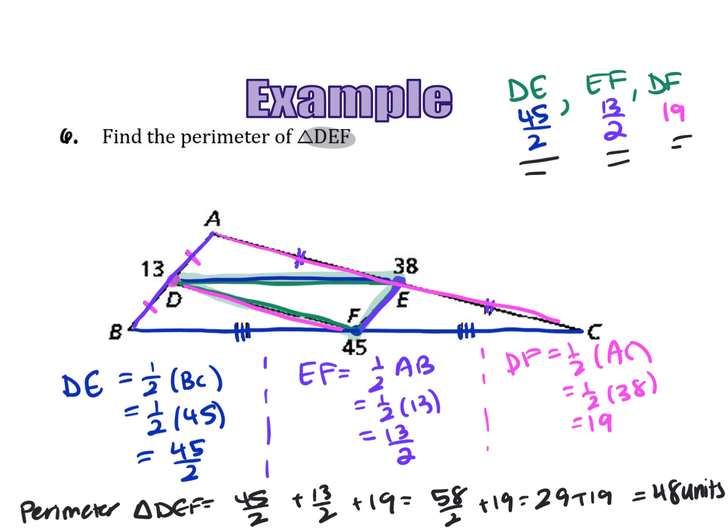And if you look at this, you could be asked to find other perimeters as well. You could be asked to find the perimeter of DBF. We already found this length. We could cut 13.5 to find this length. So there's a whole bunch of triangles in here that you could give yourself some extra practice calculating the perimeter of, if you're looking for more practice. But that was our last example. Let's go ahead and wrap up this video.